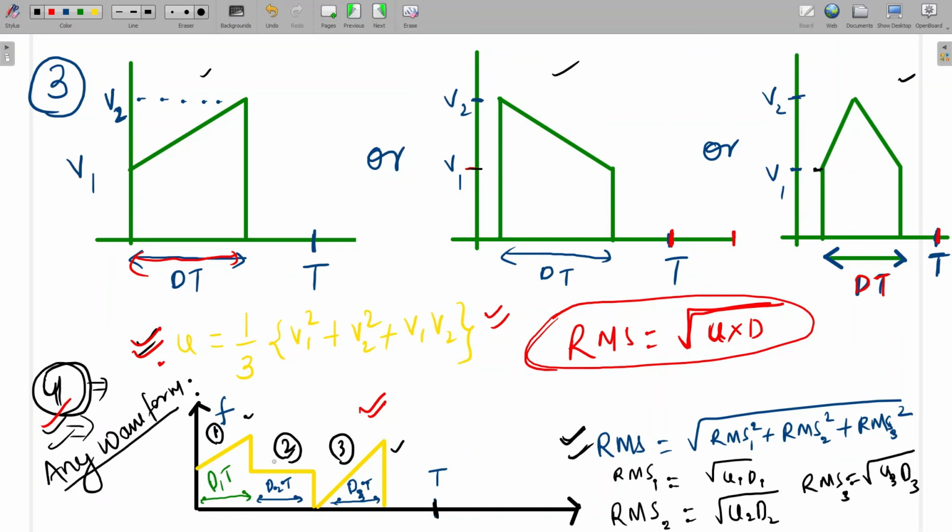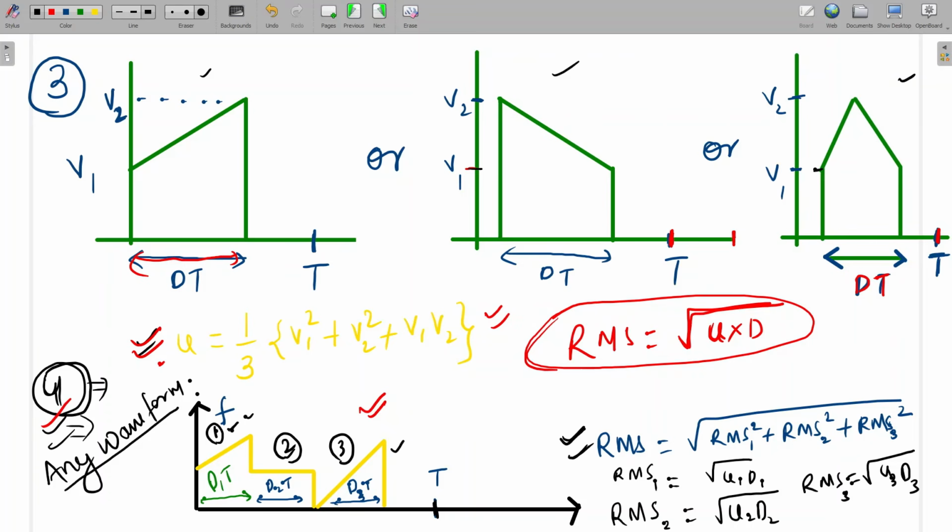Okay. So what is the RMS 1? RMS 1 is equal to under root U1 into D1. U1 we can calculate for this. Similarly, RMS 2 is equal to under root U2 into D2. And RMS 3 is equal to under root U3 into D3. Is it clear? Like any combination will be there. So separately we will divide all the waveform in different parts.